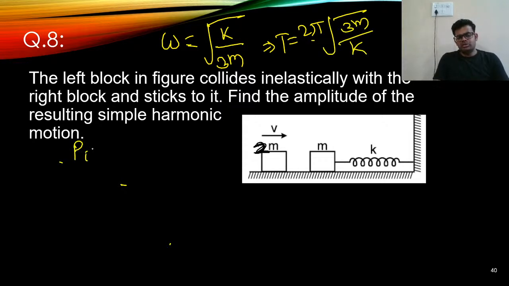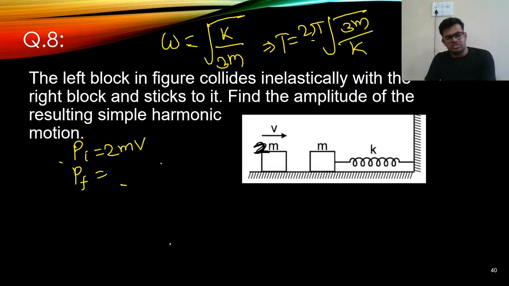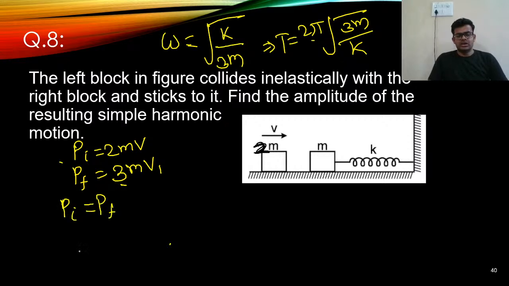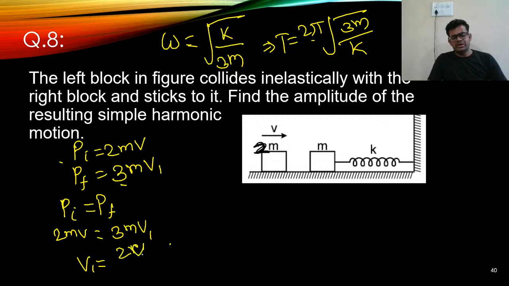Now initial momentum is what? That is 2mv. Final momentum is what? This block will go and stick to the second block, so the total momentum will be 3m v1, because these blocks are stuck with each other. Their speed will be the same and total mass is 3m. So momentum will remain conserved because there is a collision. So 2mv will be equal to 3m v1. So we are getting the value of v1, that is 2v by 3.